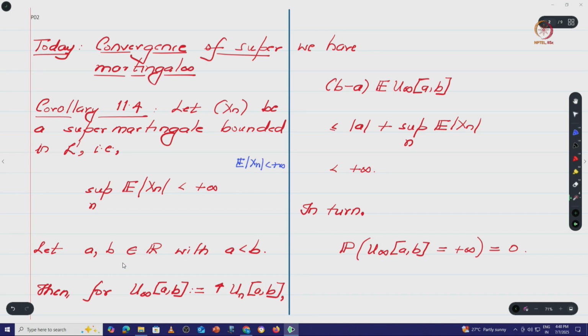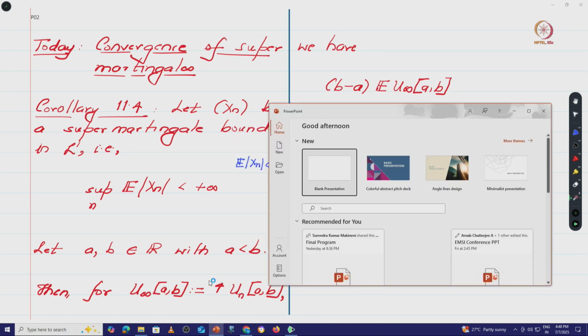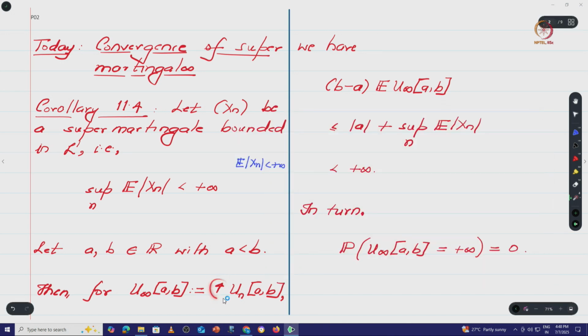Furthermore, let us presume that there are two real numbers a and b such that a is strictly less than b, and let us define U_infinity[a,b] to be the limit of U_n[a,b]. So let us decipher this notation a bit. You can see that there is an up arrow here. So what does this up arrow mean?